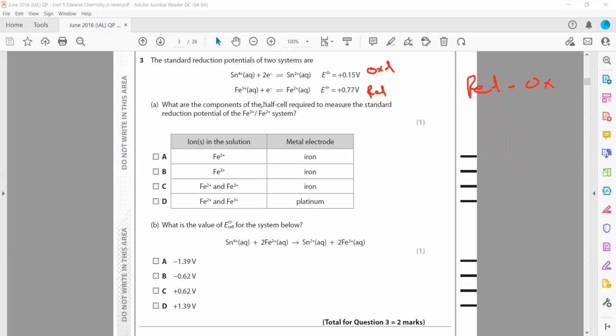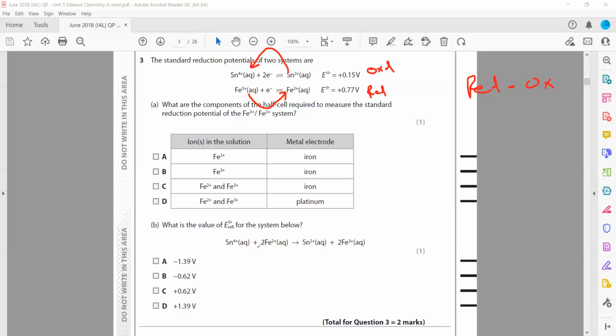But in the equation, that is different. If we use the electrode potential of a cell, the higher potential is always reduction and the lower potential is oxidation. So it is reduction minus oxidation, which means the reaction goes forward, like iron 3 converting into iron 2, but tin 2 converting into tin 4.